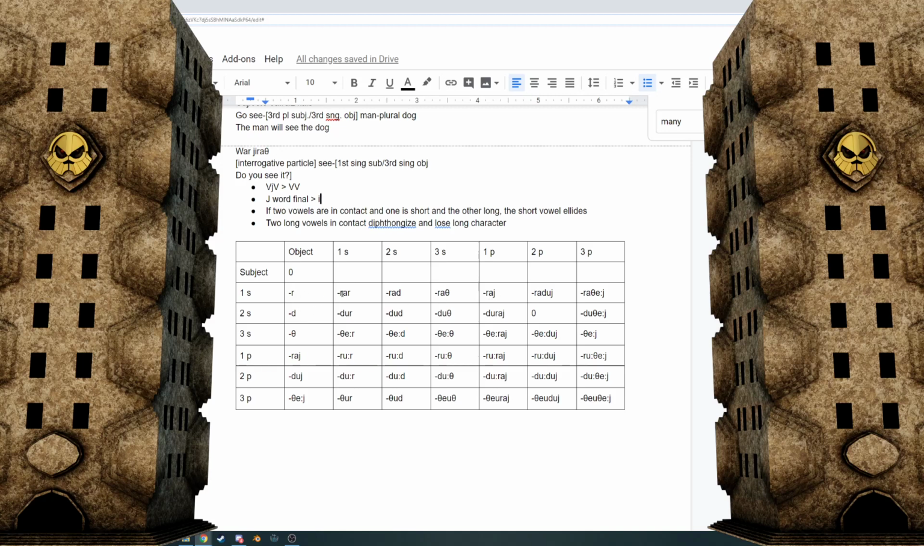So this will be ra, rar, rad, rath, rai, which can then get a diphthong, which can then later reduce. Except this one here will be rathe, because rathei, two vowels in contact, the long vowel will take precedence. Which still leaves this as a unique suffix across the board.